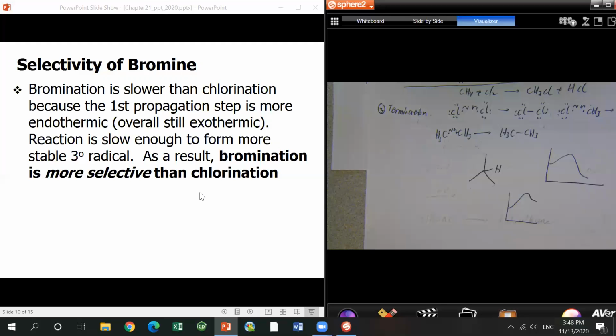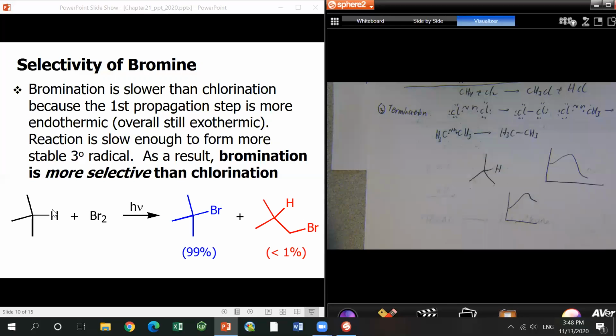So I will give you one example. If you have different protons in one molecule, and one proton can give a more stable radical, then you get the ideal bromination compound.